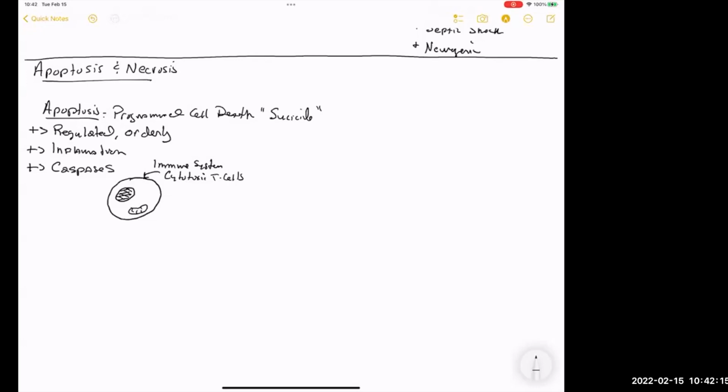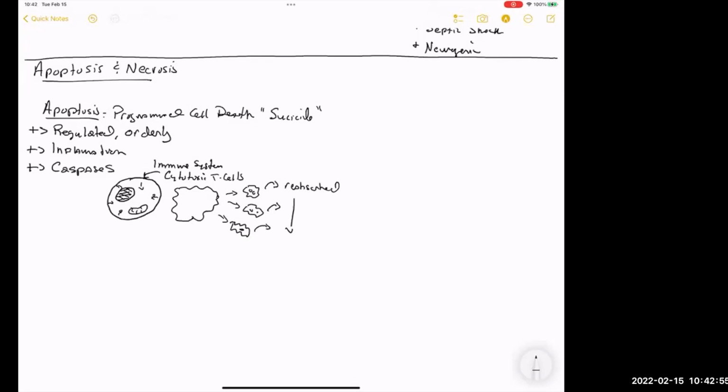And so what happens is the cell begins to shrink down as it starts chopping up its components. So you get what's called condensing of the cell. So it shrinks down, all right? And then as it chops things up, it breaks itself down into these little fragments, all right, that have stuff in them. And then those fragments get reabsorbed into the neighboring cells, all right?